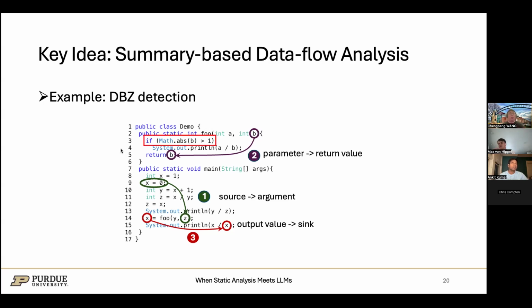And also, we need to check the branch condition, because sometimes such propagation is not feasible. In this case, if x is zero and b is zero, this branch condition will make the propagation from b at line 2 to b at line 4 infeasible. So we also need to check such branch conditions.